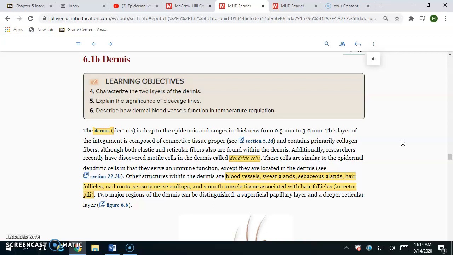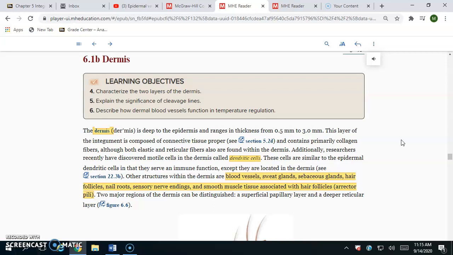Now you do have some other components of the dermis that you don't see in the epidermis, and we call them the skin accessory structures. That would be things like sweat glands, sebaceous glands, and the hair follicles. We have blood vessels in there. The tactile cells, or the sensory receptors, are in there. Smooth muscle, which is the erector pili muscle, is present in there. So that's where most of our accessory structures are located, in the dermis. You should be familiar with all those accessory structures that are located in the dermis.